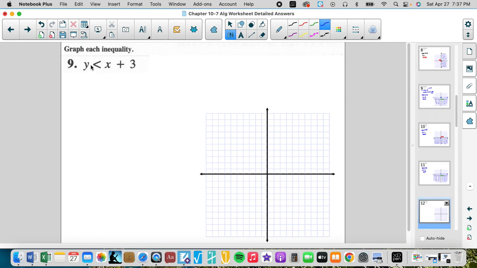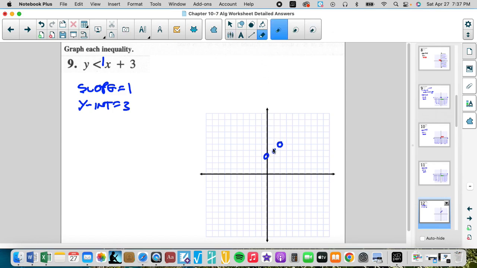Yay! We have my first slope-intercept form. So y is isolated. The coefficient of x is 1, so that tells me my slope equals 1. My y-intercept equals 3. It's going to be an open circle at my y-intercept. Then I'm going to use my slope, which is up 1, right 1, up 1, right 1. That was an open circle.